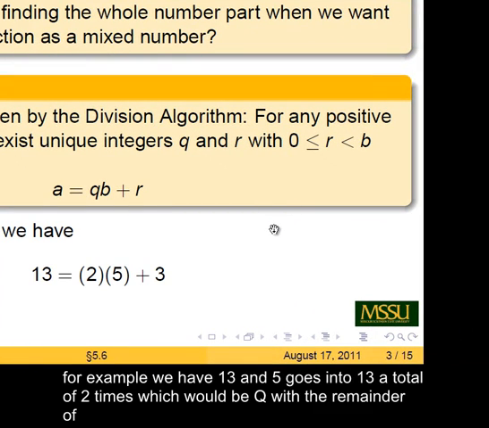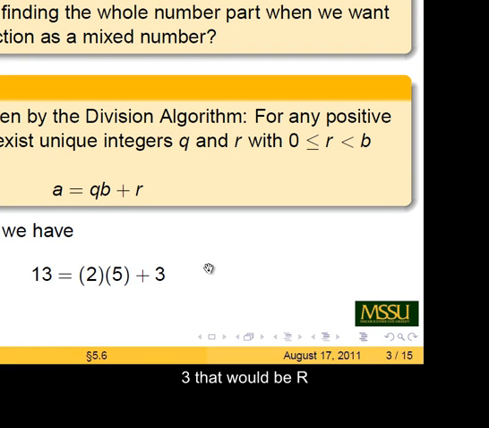For example, when we have 13 and 5, 5 goes into 13 2 times, that's our q, with a remainder of 3. That would be our r.